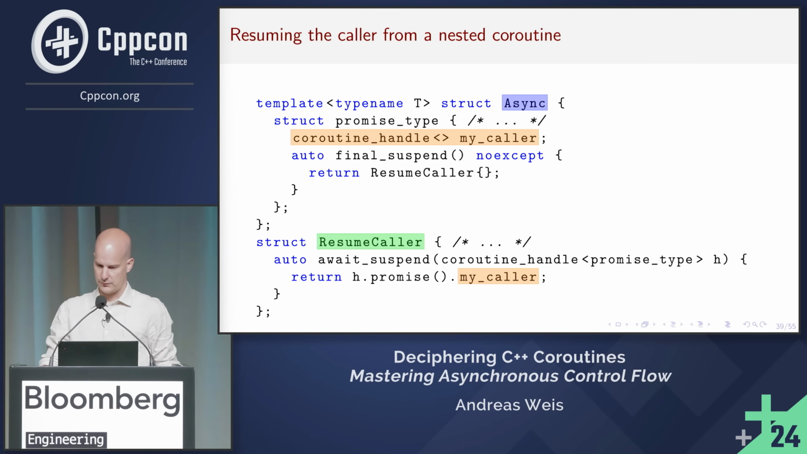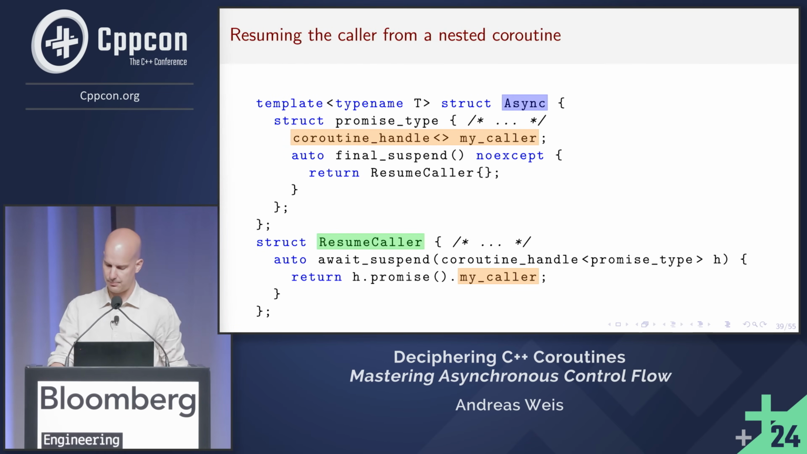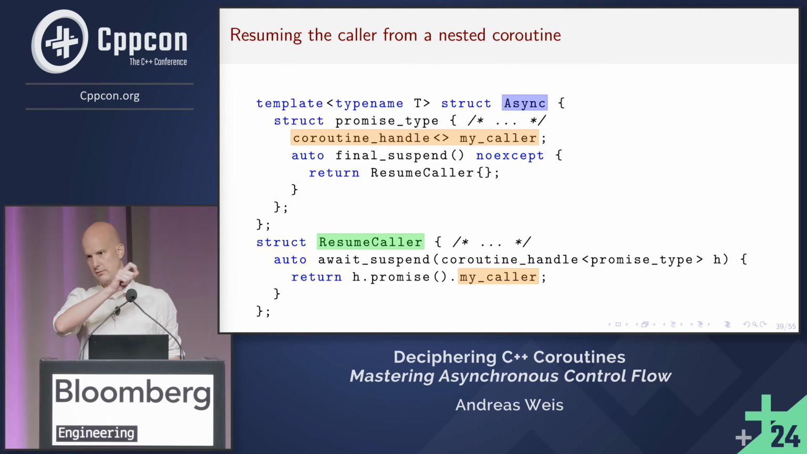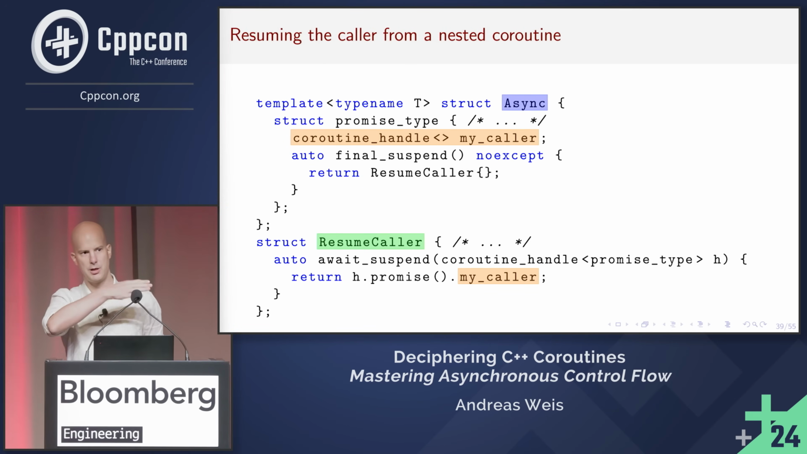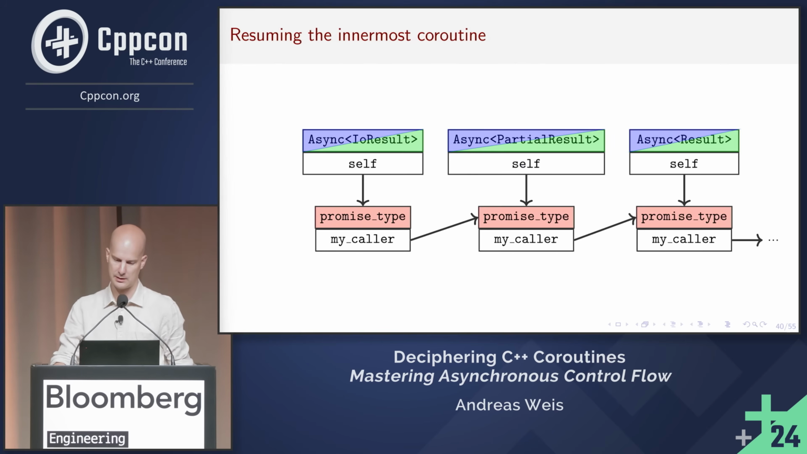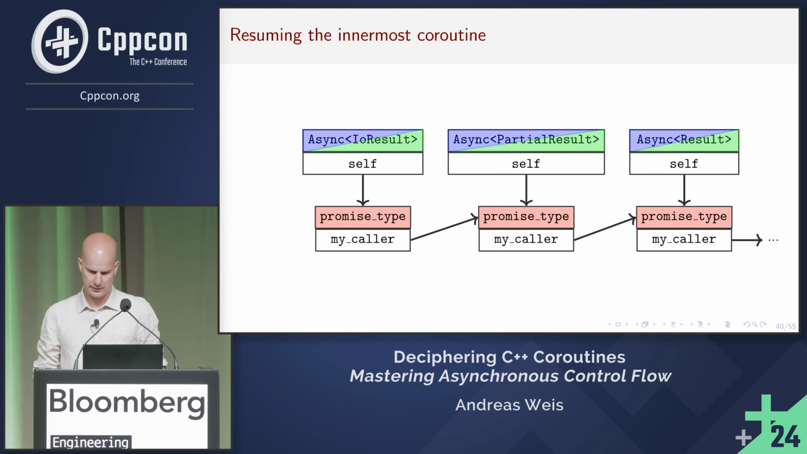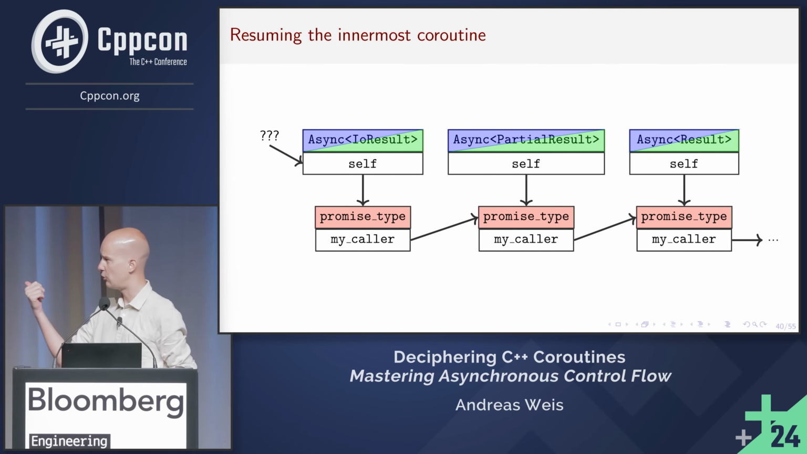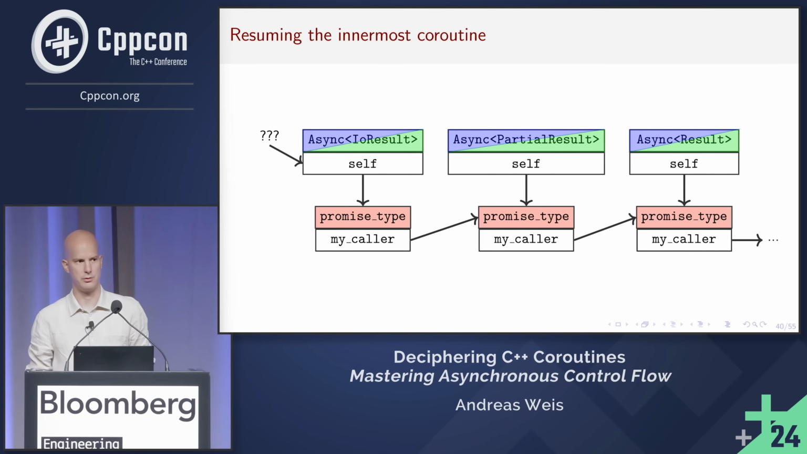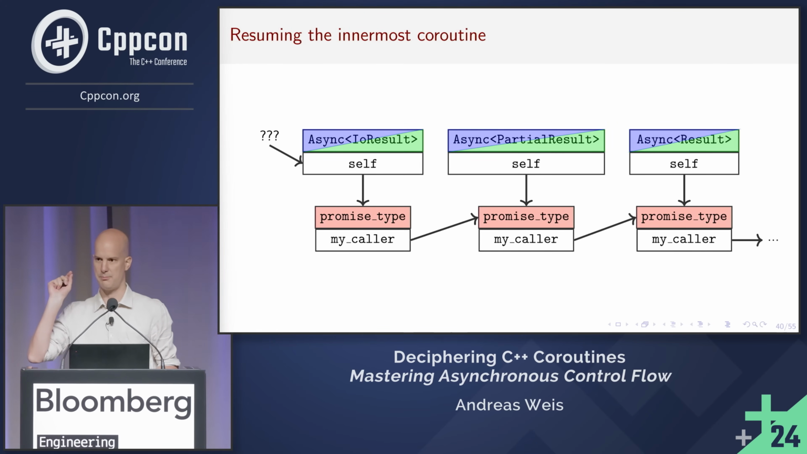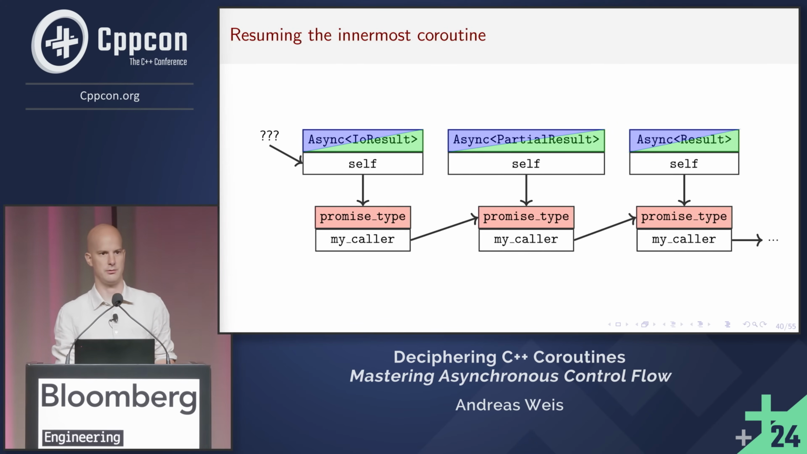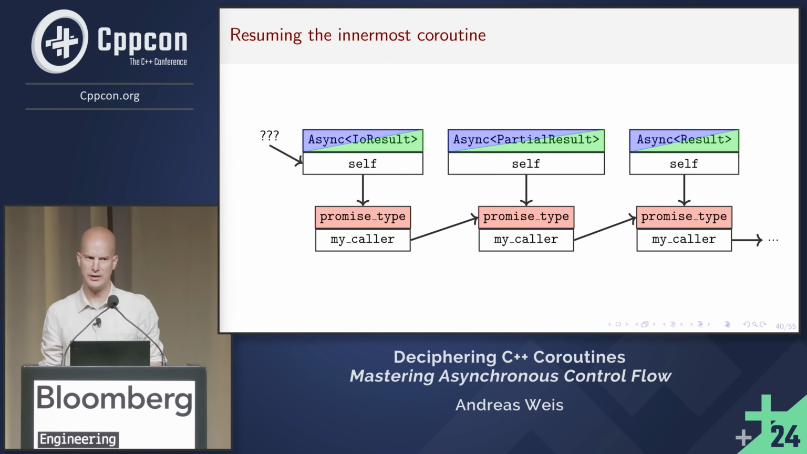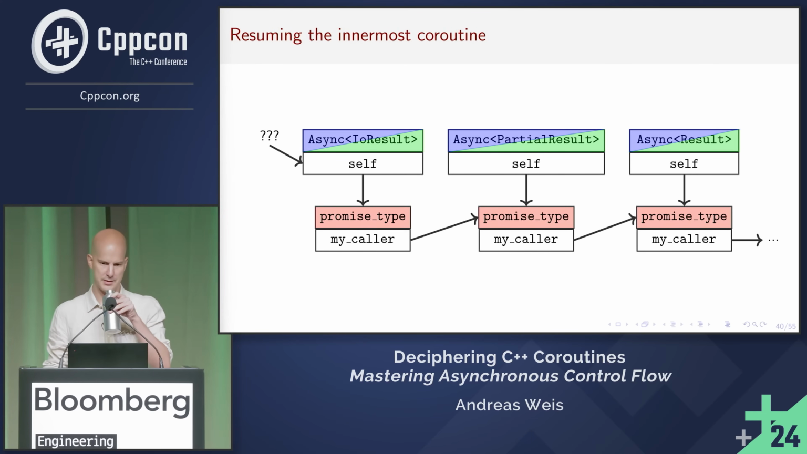So this gives us a large part of the puzzle, right? This explains how we can walk the call stack back up, how we can get from one function to the next. But there's still one thing that we haven't figured out, and that is who resumes the innermost coroutine, the one that is blocked waiting for that I/O operation, right? Somebody needs to wake that up, and it has no callee that can wake it up. So how does that happen?